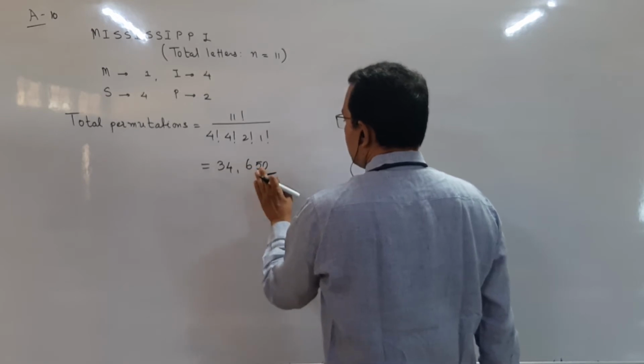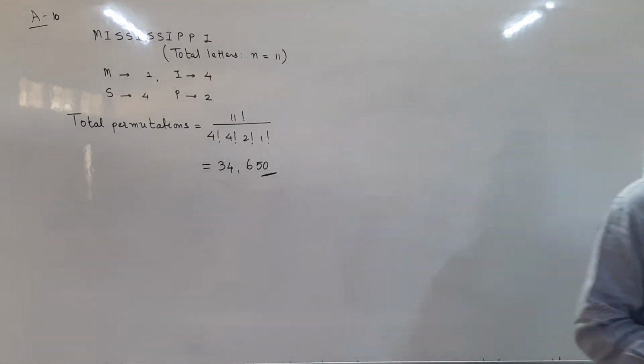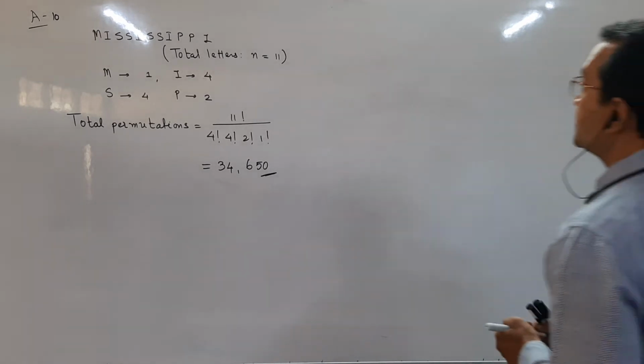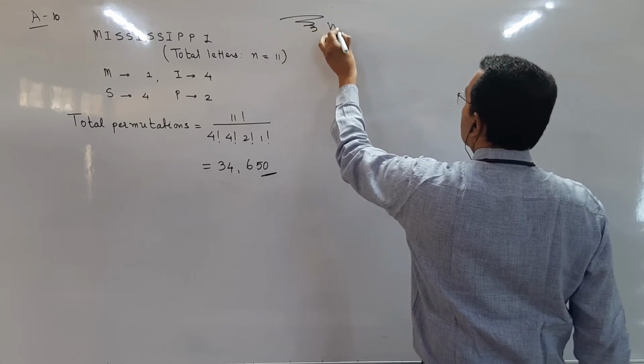34,650 distinct words can be formed using all 11 letters of the word Mississippi. This is the sum. Now, students, we are going for words where 4 I's are together, and this demands a lot of understanding.